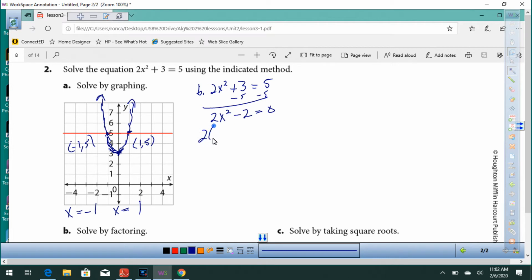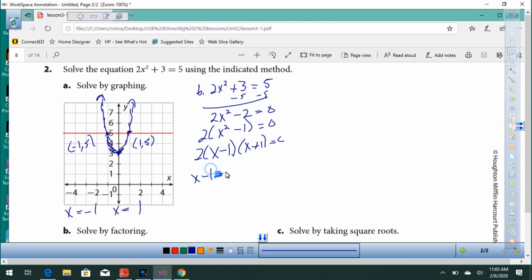And then we're going to divide both sides by 2. We get x squared minus 1 equals 0. And then we can factor this. Notice we got a difference of perfect squares, x squared and 1. So we're going to have x minus 1 times x plus 1 equals 0.